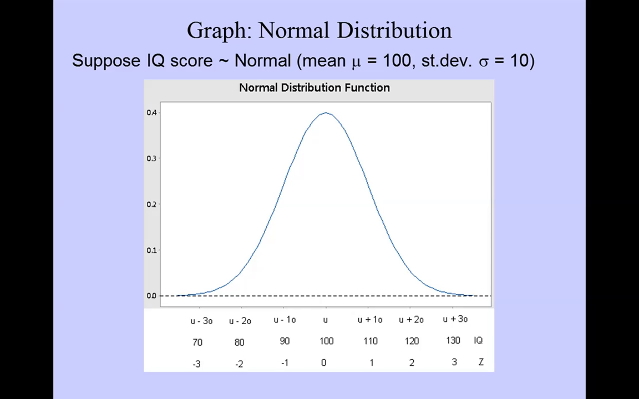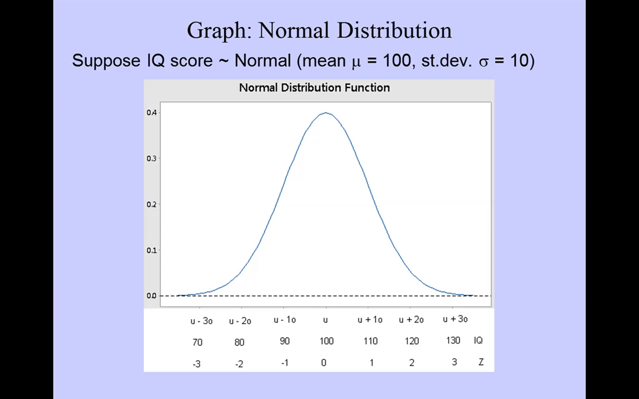In the very center, where the blue graph is tallest, we have the mean mu, the IQ score mean value of 100, or the middle of the z-score scale at 0. The first value to the left of the middle is mu minus 1 sigma, or 100 minus 10 in the IQ scale data, which is 90, or negative 1 on the z-scale.